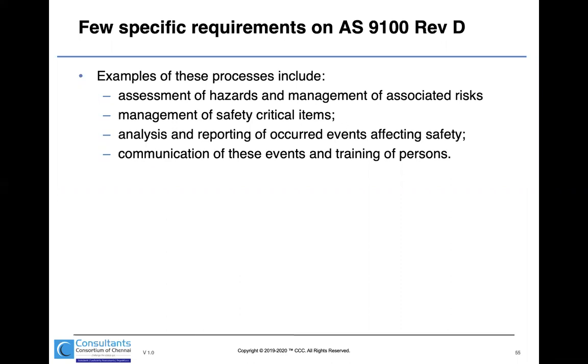In this process, if you identify that it is a critical item, you can further classify it as a safety critical item, right? Then include that in your operational methodology, and address it in your control plan or drawing, whatever controls you want to adopt. After delivery, if any event has occurred with respect to safety, analyze it, report it, right? Then communicate those types of events and train the relevant personnel. These are the simple steps recommended by 9100.